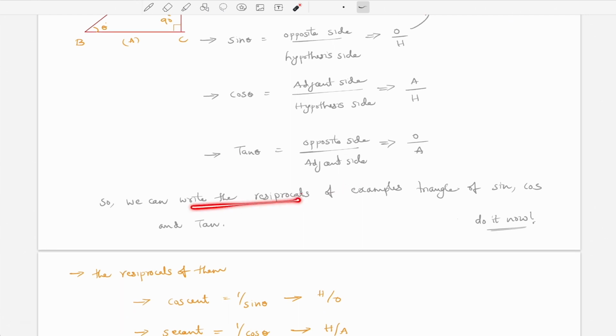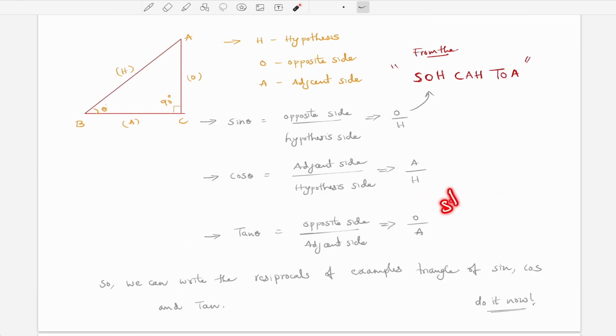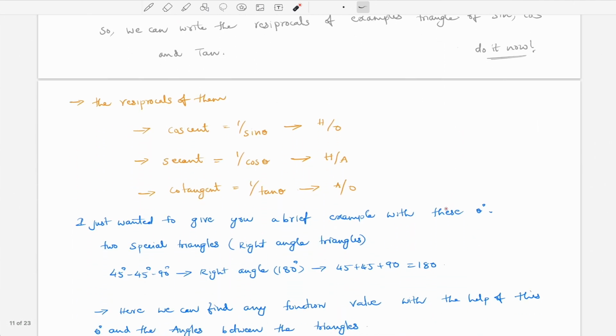So we can write the reciprocals of this triangle of sine, cos and tan. I just want you to stop this video and try to do it on your own. I hope you do that. Then come back to the lecture.